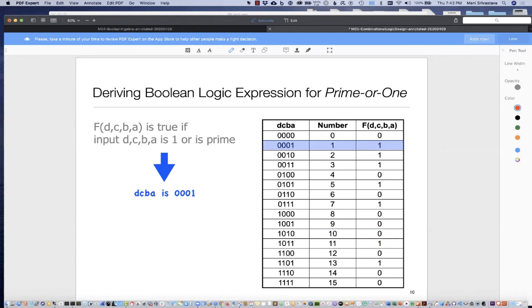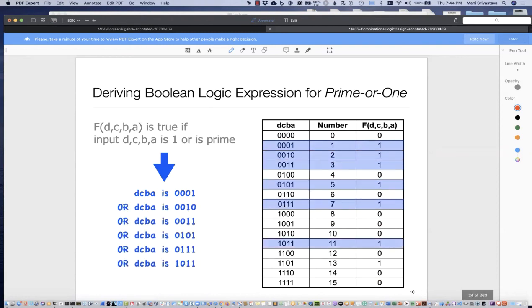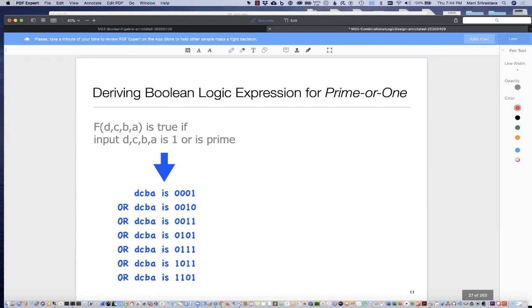This thing is true if the input is 0001 or the input is 0010. So I just make the list of all those rows where it's 1, and then for each one of those, I can write down the corresponding minterm, right? So DCBA, shoot, did I mess up? Yeah, as usual.